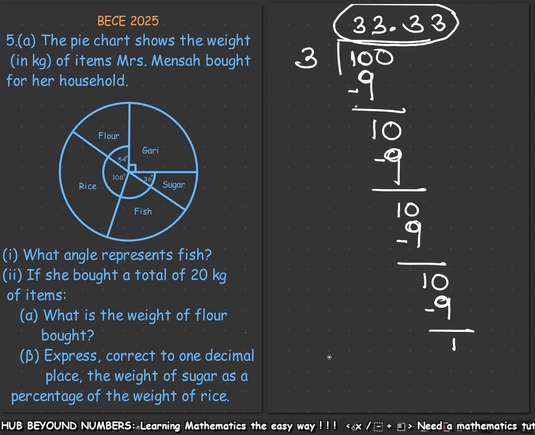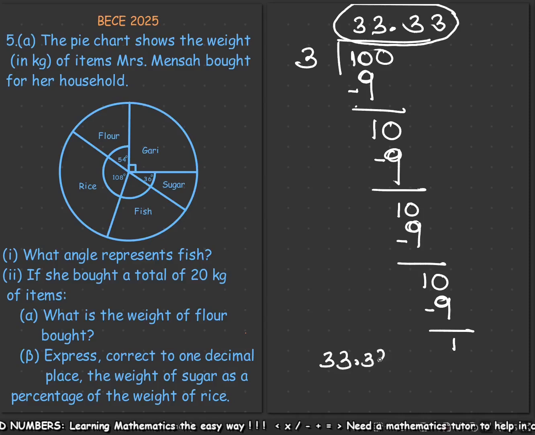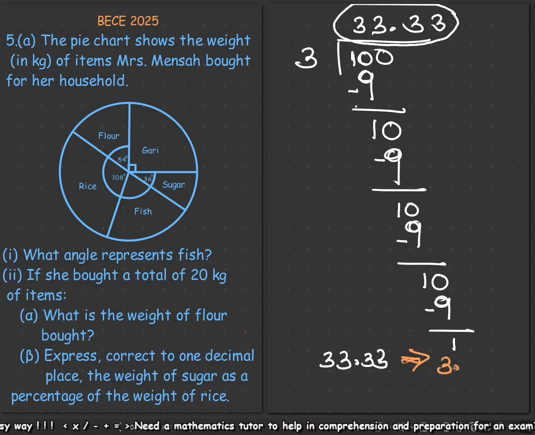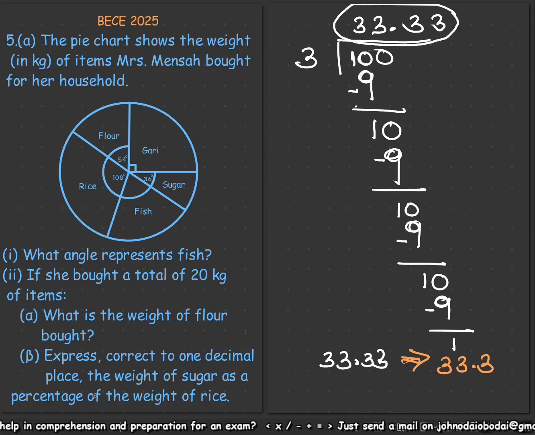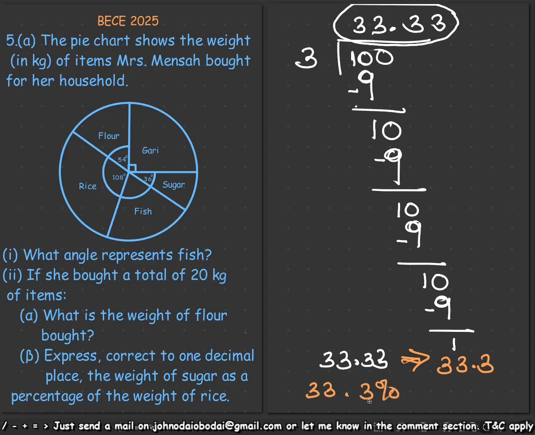So we have 33.33, into one decimal place is also going to give us what? Still 3. That is 33.3, because this 1 isn't enough to round it up. You get it? Hence, the weight of sugar as a percentage of the weight of rice in one decimal place is then going to be what? 33.3%. And that answers 5A II. All right.